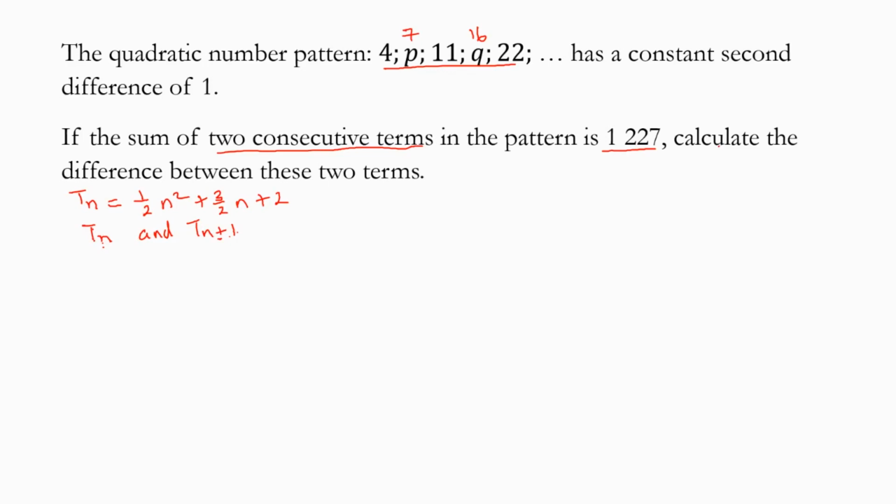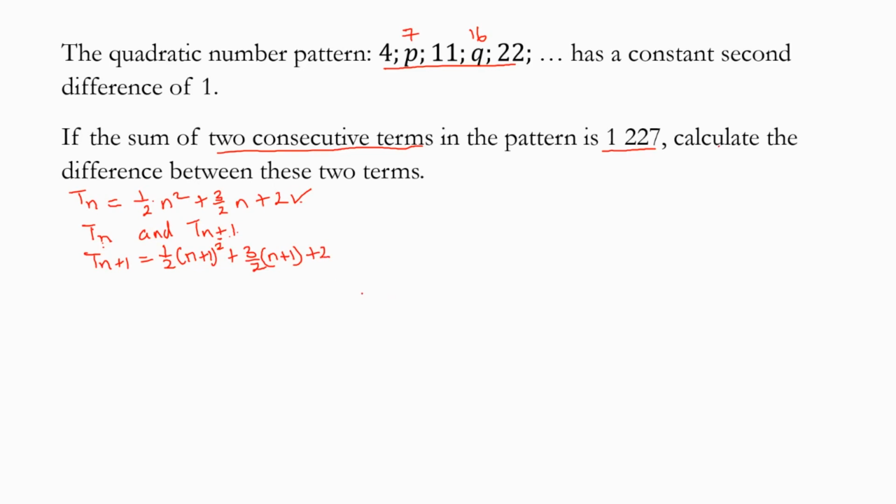So let's find our Tn using this formula, or we have it anyway. Let's just find our Tn plus 1, and then we add these and equate their sum to 1227. So Tn plus 1, what do we do? Where there's n, we put n plus 1. So it's going to be 1 over 2 times n plus 1 squared, plus 3 over 2 times n plus 1, then plus 2.